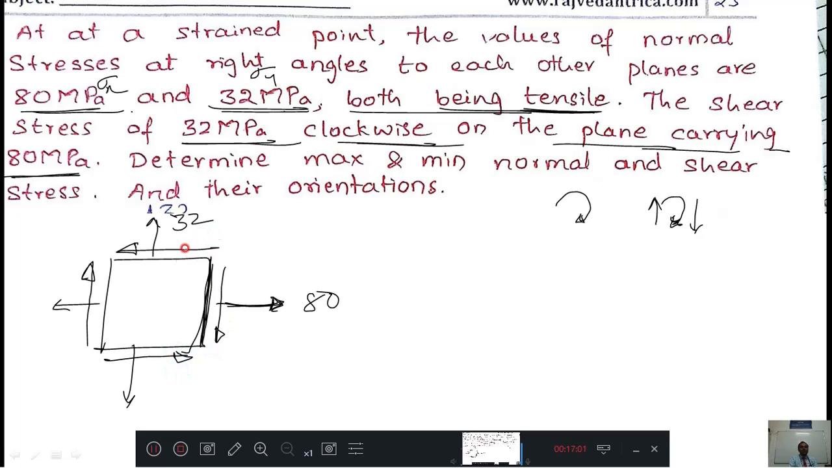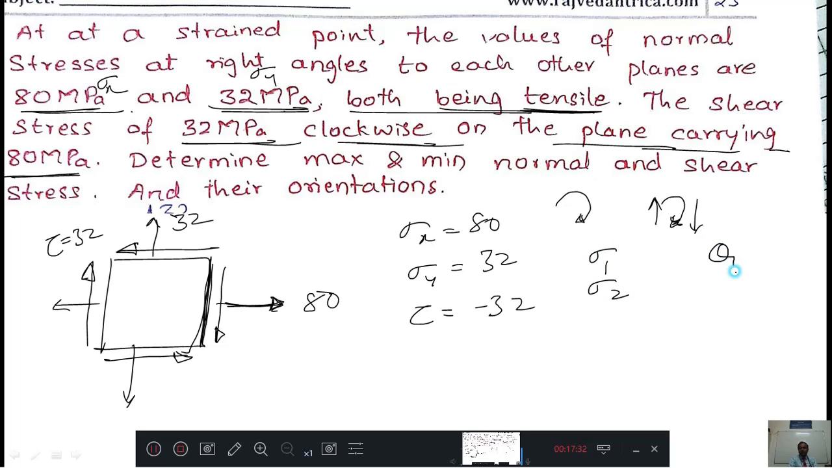Then see here, we did not get the tau value at the right top corner. Then this tau value is 32. Therefore, sigma x value is 80, sigma y value is 32 and tau value is minus 32. This you should not forget. This is minus 32. Why? Because in our derivation, the arrow was in the right top corner, but here it is in the left top corner. Therefore, minus 32. Then after that, what do they want? They want sigma 1, sigma 2 and theta p1, theta p2, tau 1, tau 2, theta s1, theta s2. Just calculate it, you will get the answers. Thank you very much.